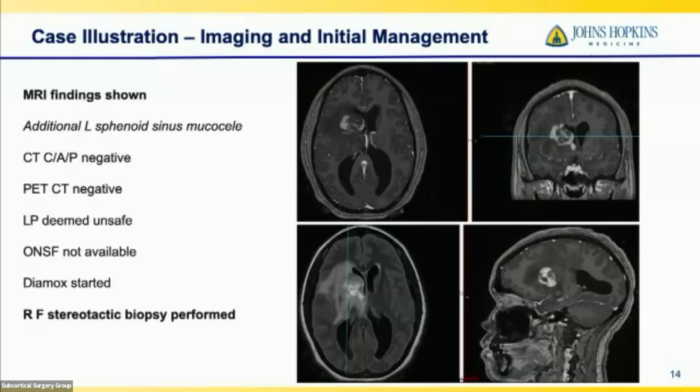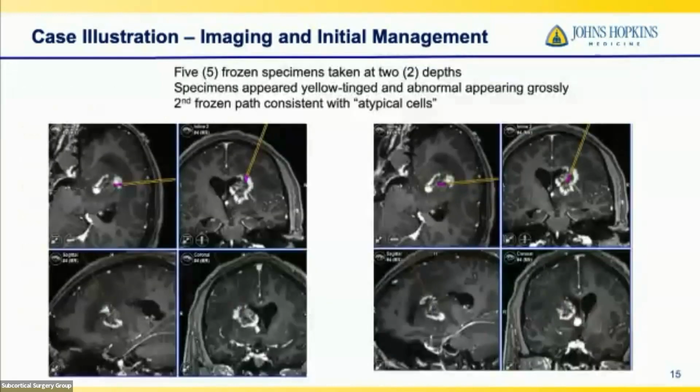We didn't feel comfortable getting a high-volume lumbar puncture because of the mass effect in the brain. Diamox was started as a temporizing measure. Optic nerve sheath fenestration was deemed not an option by our ophthalmologist. And so a stereotactic biopsy was performed, but again, she had recently been on steroids. So these are our screenshots.